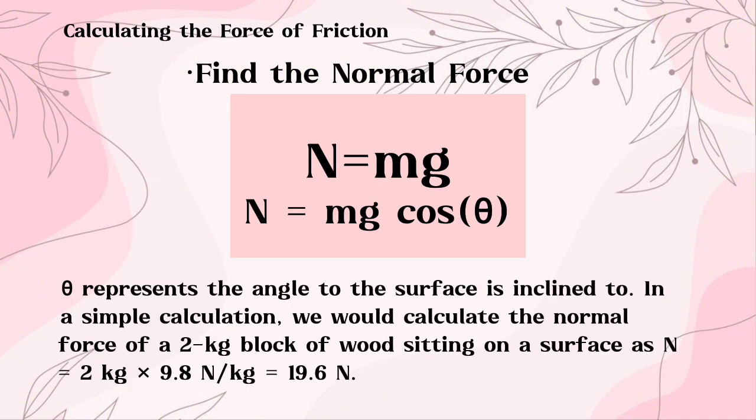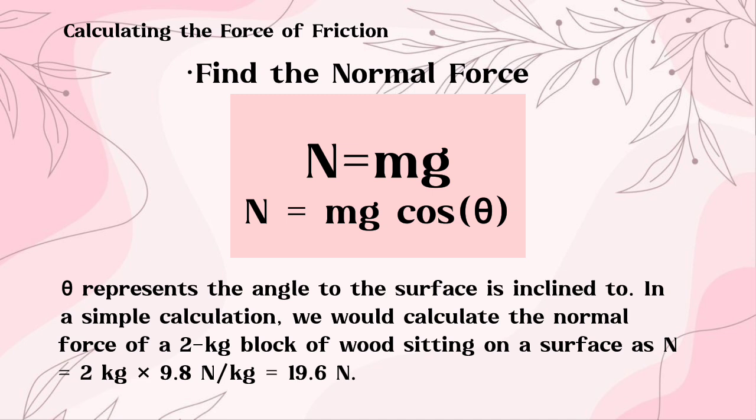To help us calculate the frictional force, here are the methodical steps to follow. First, we need to find the normal force. The normal force is the support force exerted upon an object that is in contact with another stable object. The normal force can be simply described in most cases by the formula N equals mg, where m is the object's mass and g stands for the acceleration due to gravity.